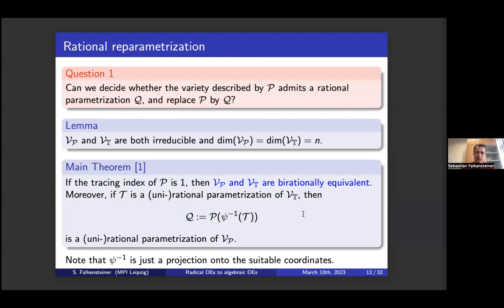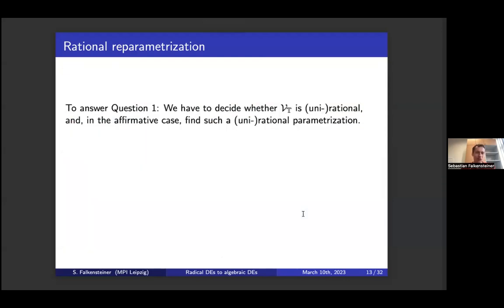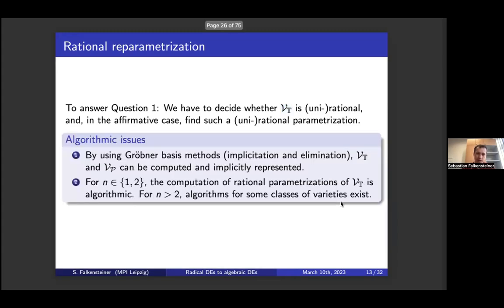Okay, so we would not have to compute the implicit formulation of the radical variety. We could directly try to find the rational parametrization of the Tau variety instead. And this is sufficient and also necessary. Okay, and algorithmically, this will always be possible if the dimension is not too big, meaning not bigger than 2.